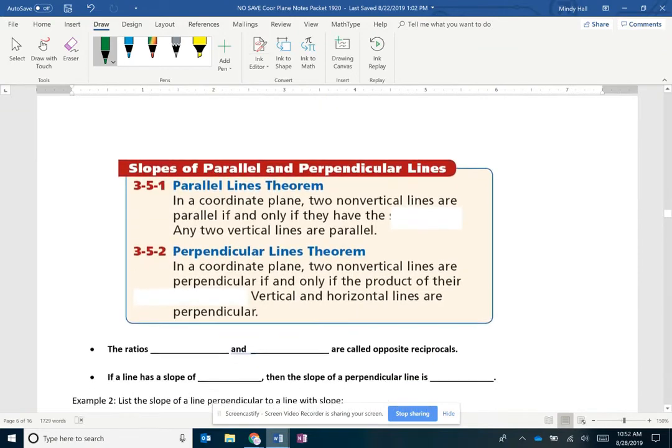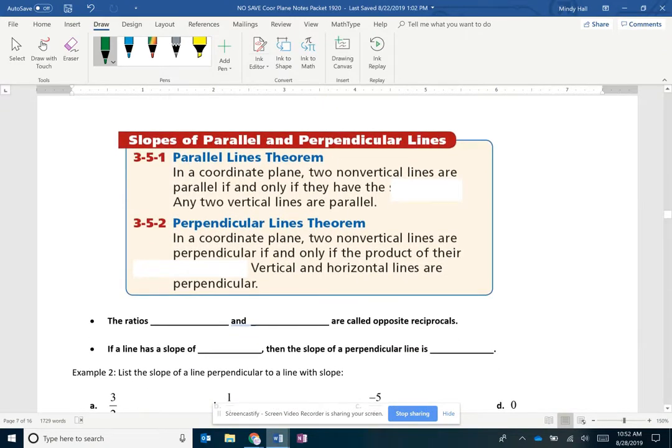So moving on down, parallel and perpendicular lines. That's really what we're worried about. In a coordinate plane, 2 non-vertical lines are parallel if and only if they have the same slope. So they have to rise and run at the same rate. For perpendicular lines, 2 non-vertical lines are perpendicular if and only if the product of their slopes is negative 1. And vertical and horizontal lines are perpendicular.